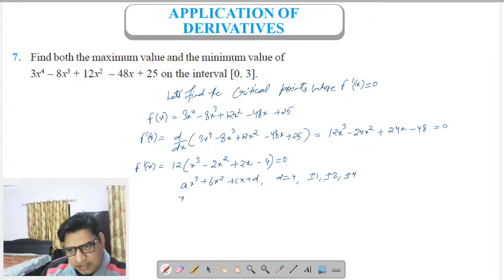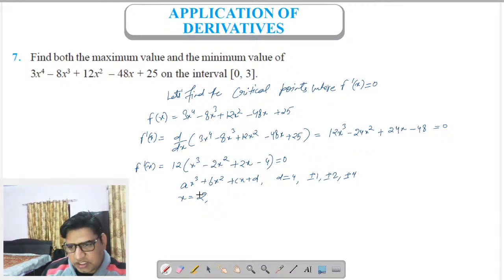As we can see here, by hit and trial method, x is equal to 2 is one of the solutions. And if we check at minus 2, we get minus 8, minus 8 again, and minus 4, so all the terms will be of minus sign.